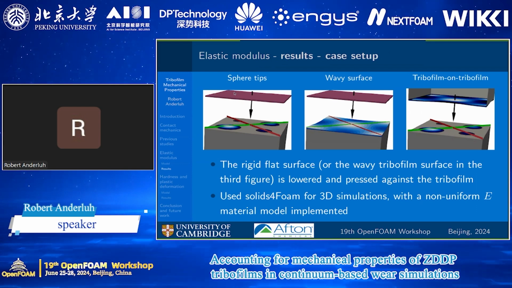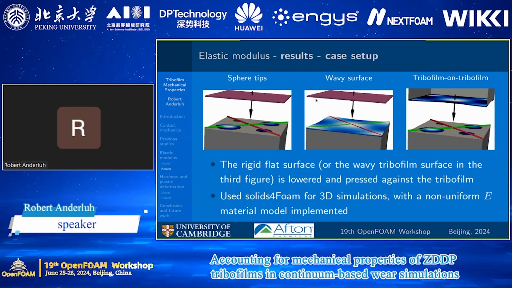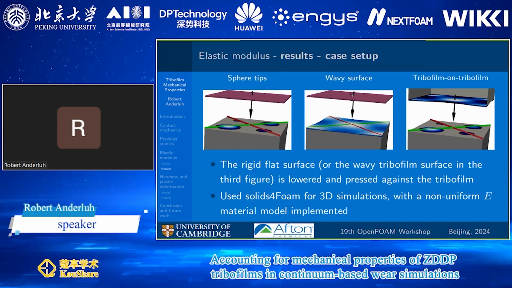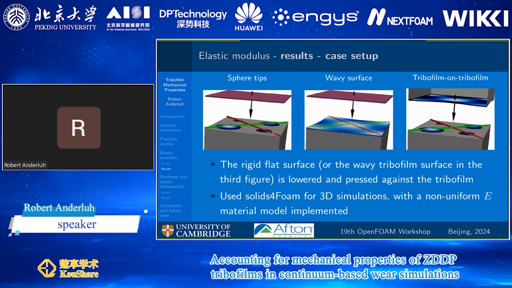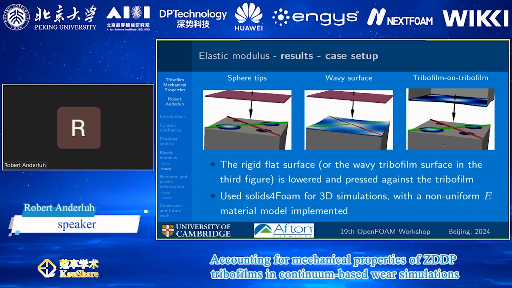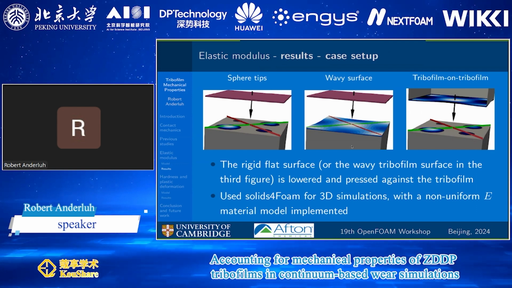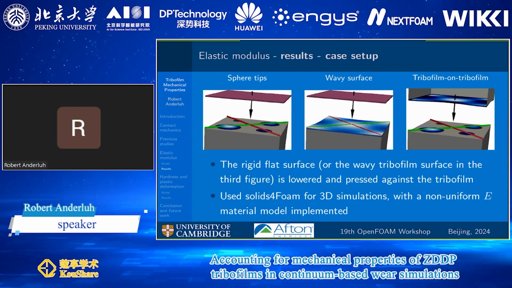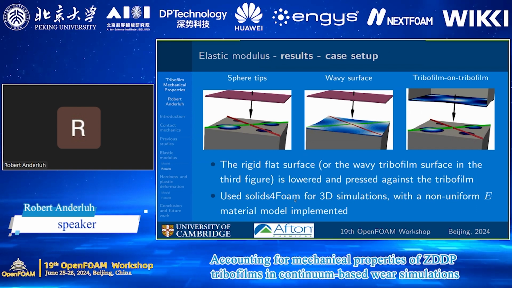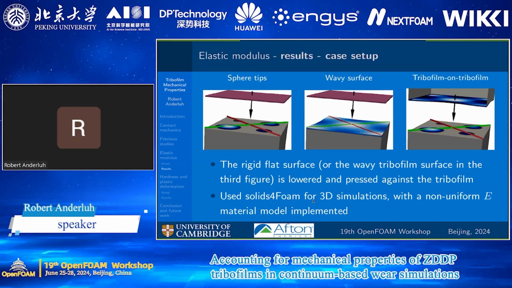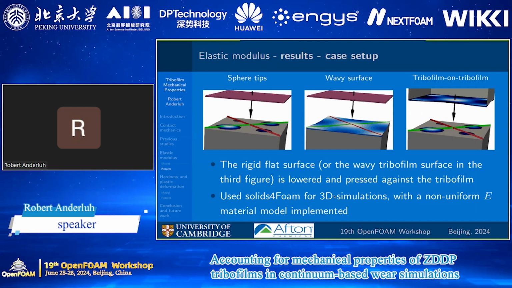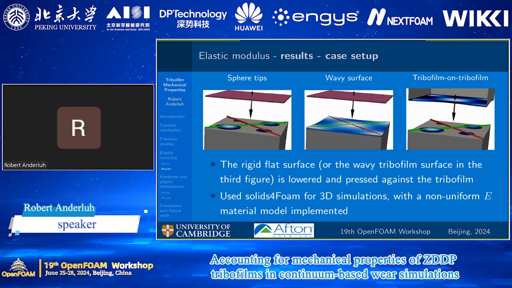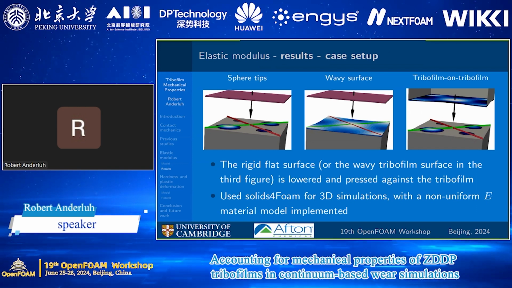And here the 2 reddish flat surfaces are perfectly rigid and they're pressing against the tribofilm. And then in the 3rd case, we took both of these 2 tribofilm surfaces and we are pressing them against each other and seeing what happens. As a reference in our validation, we are using a solution achieved using solids4foam, running full 3D simulations with a non-uniform elastic modulus material model implemented. So these are results that we can be quite confident in, if we can be confident in anything, basically.